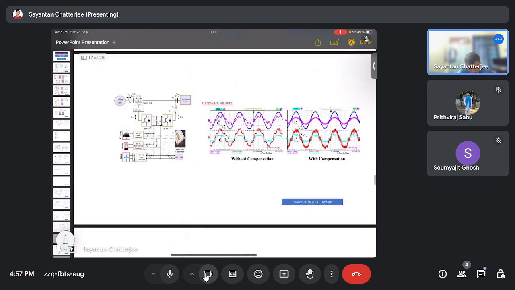You can see this is the experimental control hardware-in-loop setup that was tested, and how the harmonics have been filtered to obtain a smooth, clean waveform without compensation and with compensation. So you can clearly observe that the voltage waveforms are more sinusoidal using this compensation. So this compensation block is the controller.